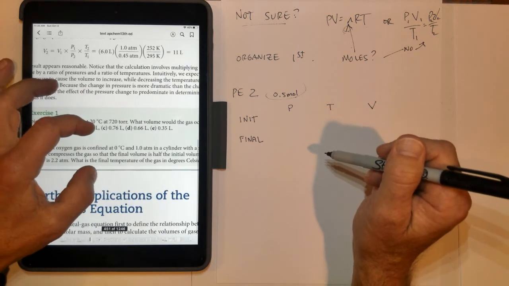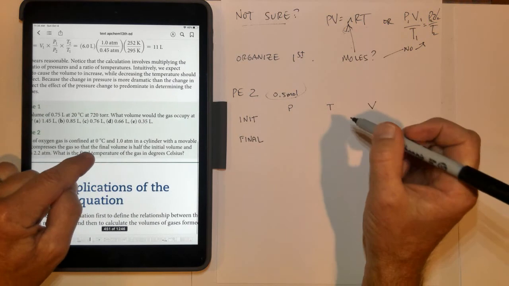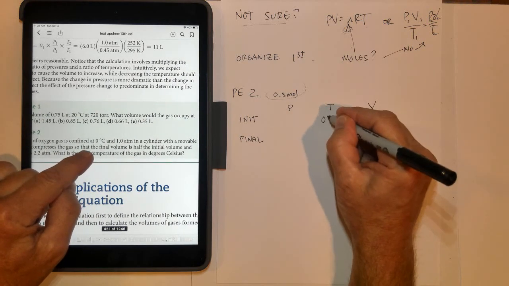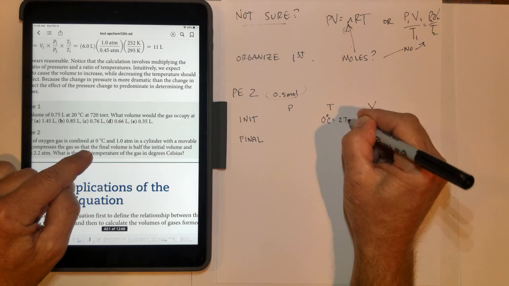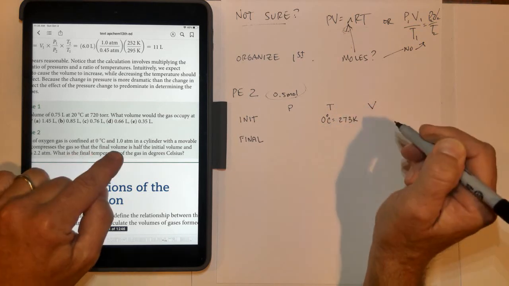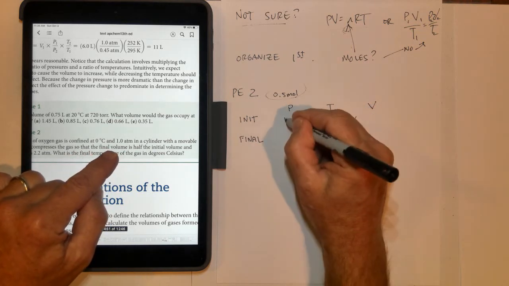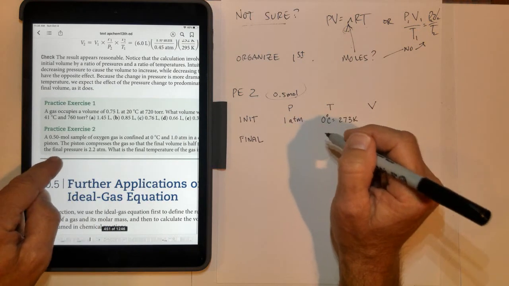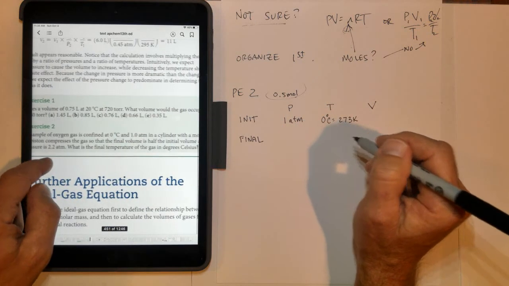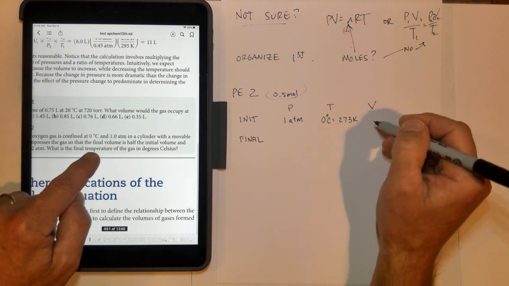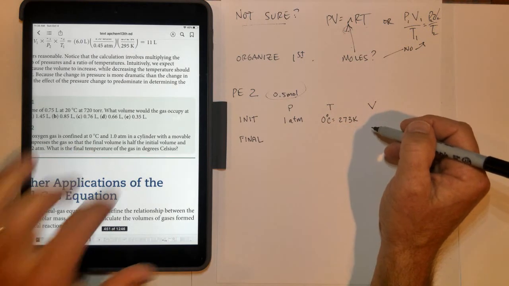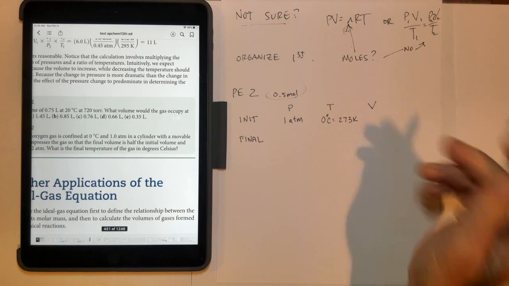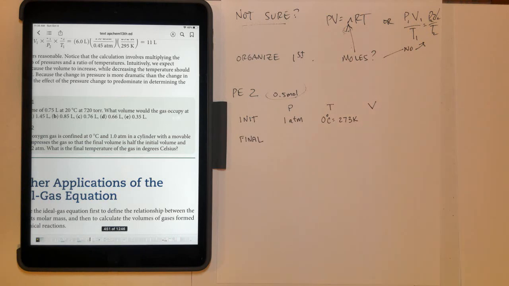It says it's confined at 0 degrees Celsius, so my initial temperature is 0 degrees Celsius, which is 273 Kelvin, and it's at 1 atmosphere, so my pressure initially is at 1 atmosphere. It has a movable piston. The piston compresses the gas, so the final volume is half of the original volume. Now, they don't give me actual numbers for the volume, but since it's half, the relationship between the two is going to be the same.